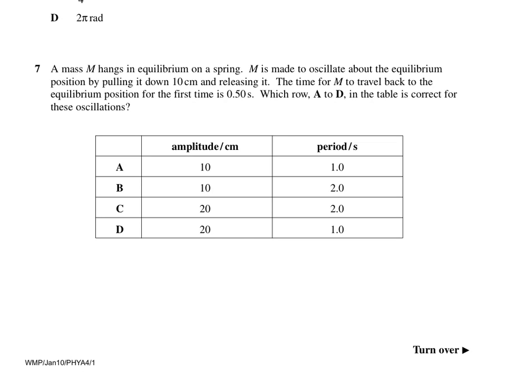So the amplitude is going to be 10 because that's the amount we initially displaced it, so that's going to be the maximum displacement, so we can get rid of those. And it takes 0.5 seconds to get to the equilibrium position, which is a quarter of a cycle, so it'll be 4 times that, so it gives you B as your answer there.